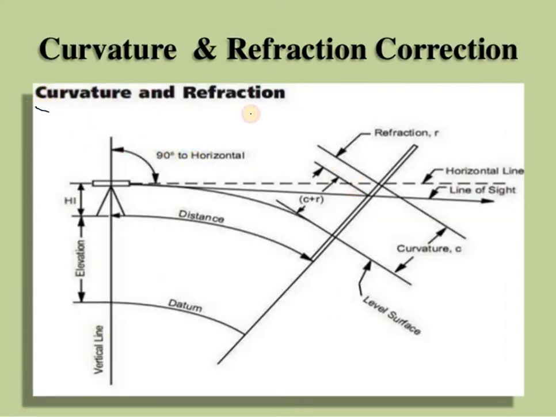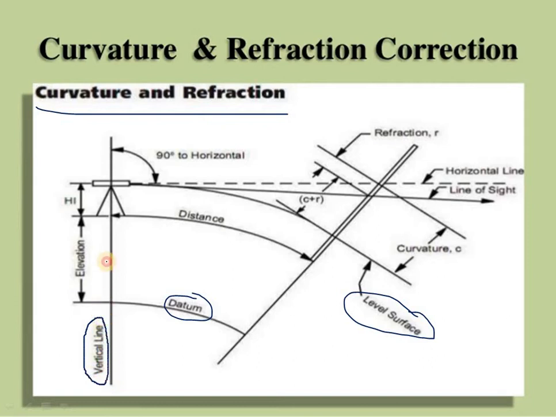You can observe here how curvature and refraction perform. We can see clearly that this is called the level surface, that is nothing but the Earth's curvature line. This is the datum at the main position line, and this line is called the vertical line, the central line from the instrument. This portion is called elevation. The elevation is the difference between the earth surface and the bottom of the datum. This is the height of the instrument, HI. This portion is called distance, where a leveling staff is placed. This is a leveling staff.